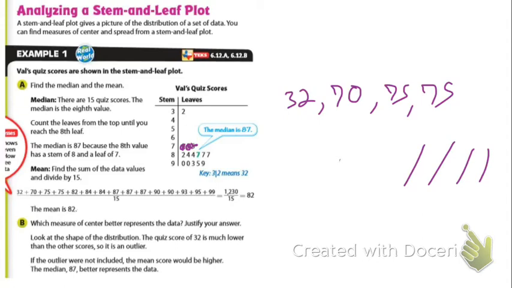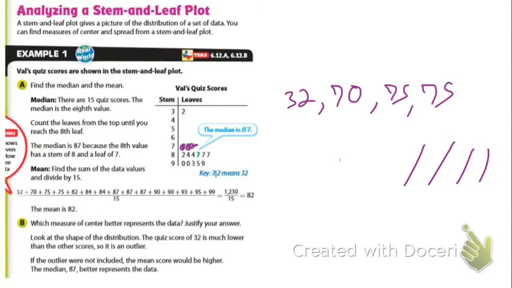Letter B. Which measure of center best represents the data? Justify your answer. It's like, which one would you use better, like to describe it? Would you use the mean or the median? And this is what they're telling you guys. Look at the shape of the distribution.